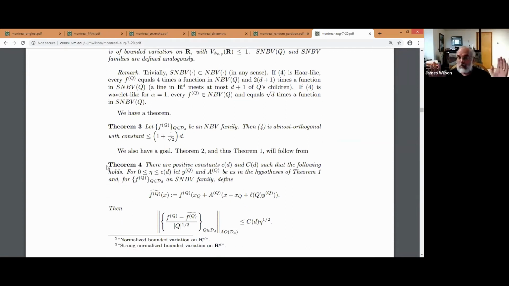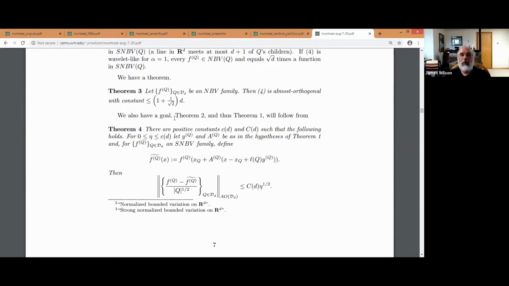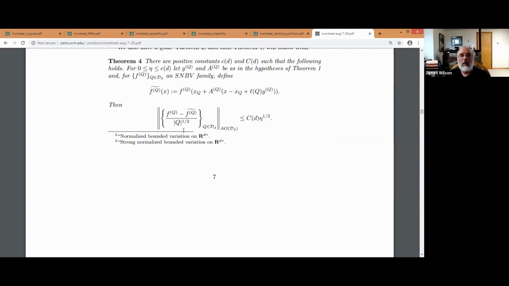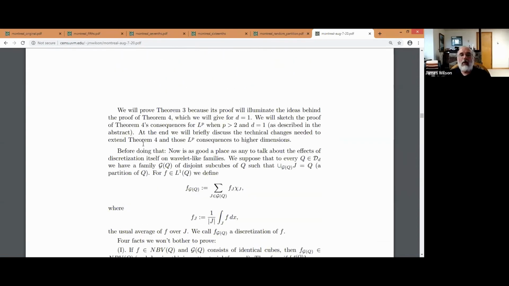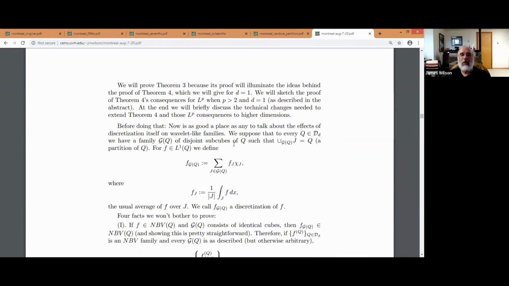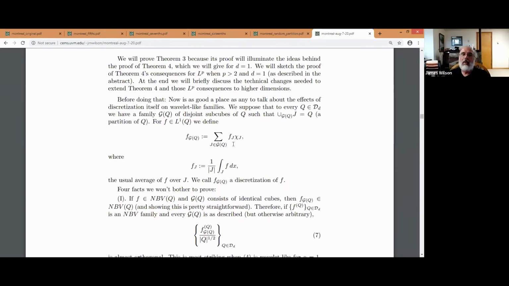So that's my, so are there other questions? Okay. So the theorem 4 that we will see in one dimension is this. So now I just want to say a little bit about what happens. What about the discretization itself? Okay, what do I mean by discretization?